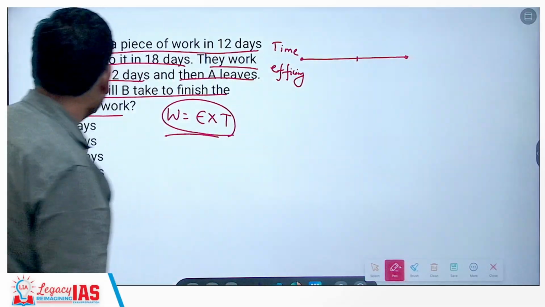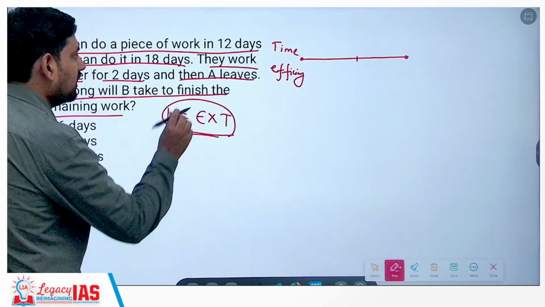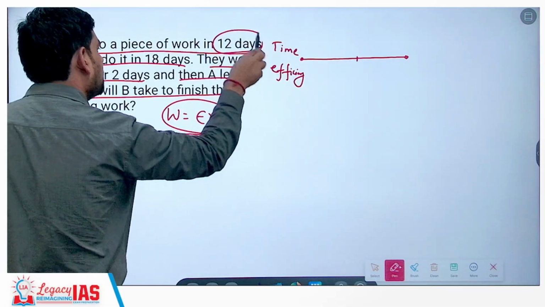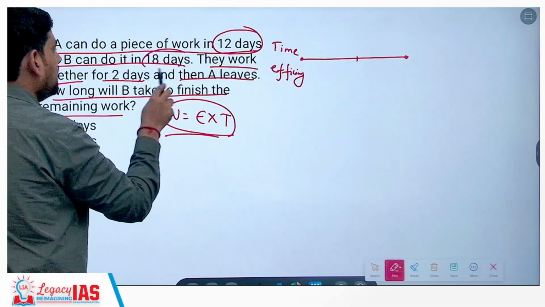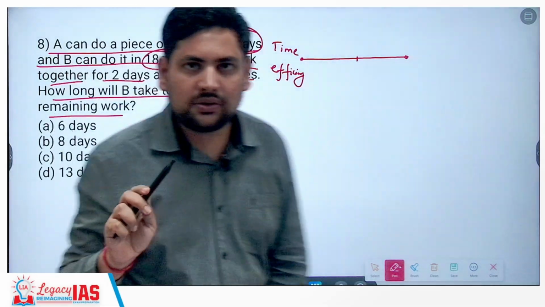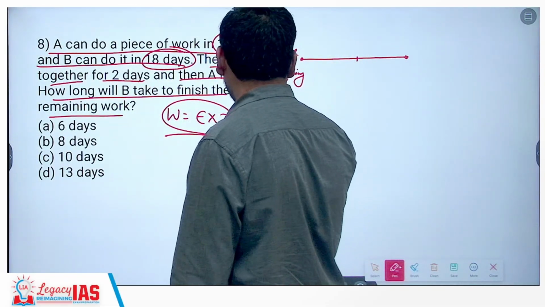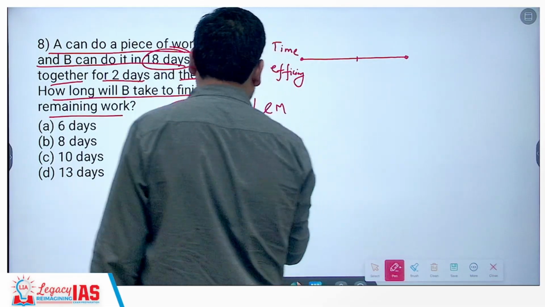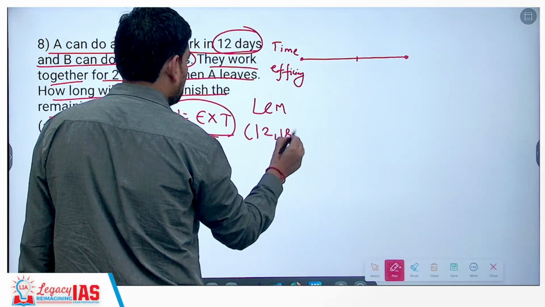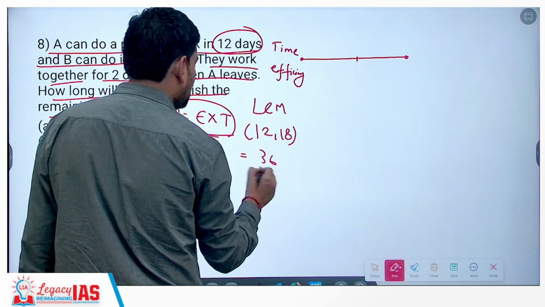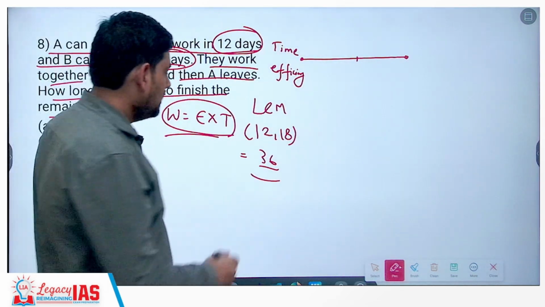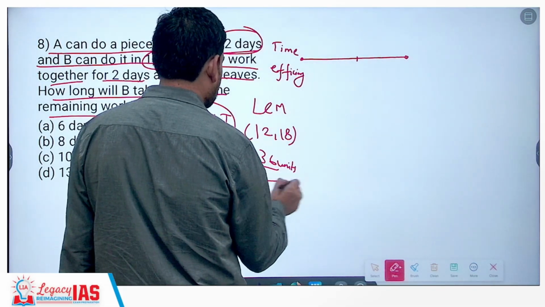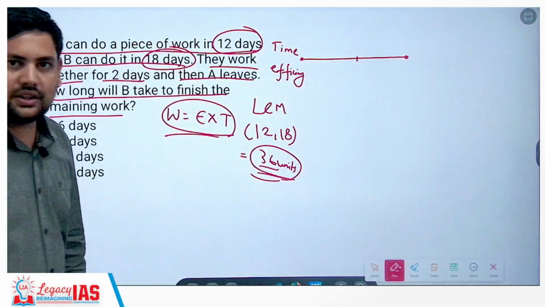Now let's get started. First thing we have learned in the basic lecture: A completes the work in 12 days, B completes it in 18 days. So how did you used to find total units of work? Total units of work was the LCM of both of these, that is 12 and 18. What is the LCM? LCM is 36, correct? So 36 is the LCM. That means total units of work is 36 units. This is the total work.